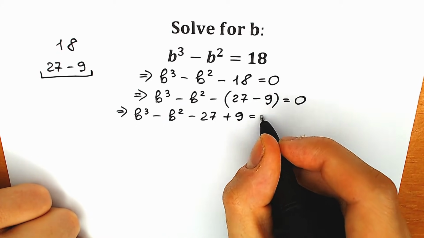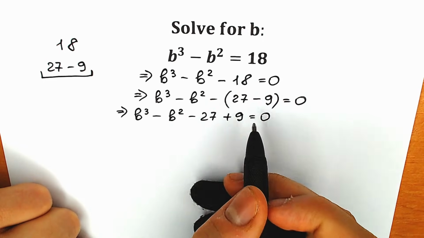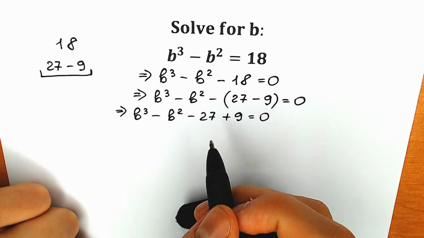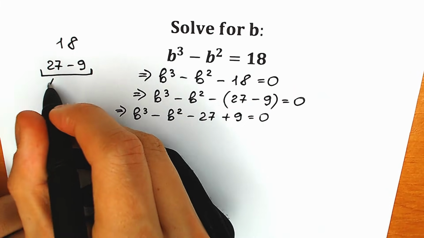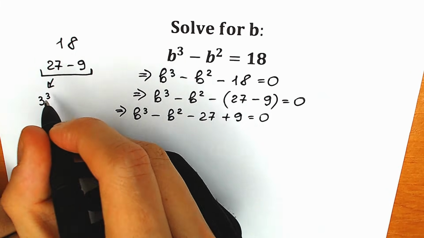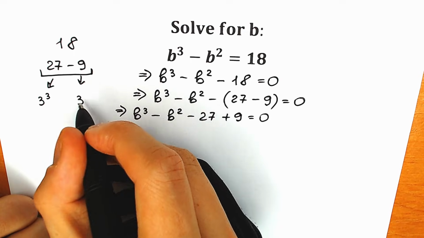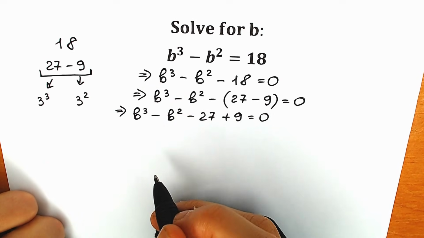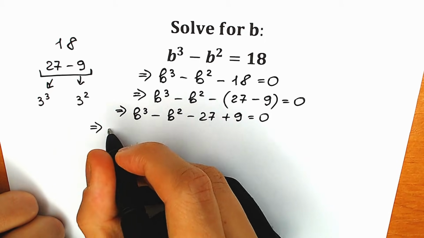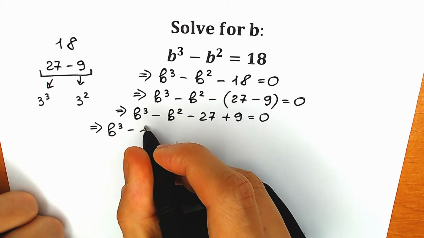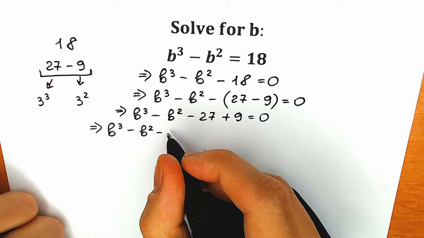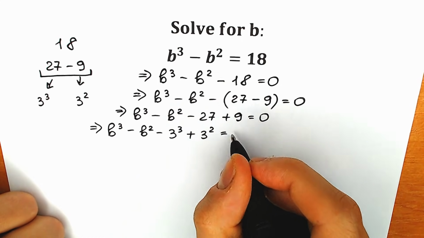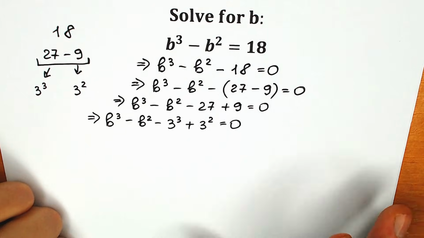And a lot of students might be asking, why do you choose these 27 and 9? Why not like 24 minus 6, or are there different expressions? That's why: 27 can be written as 3 cubed and 9 can be written as 3 squared. So that's why we can group our cubes and our squares together. So we have b cubed minus b squared minus 3 cubed plus 3 squared.